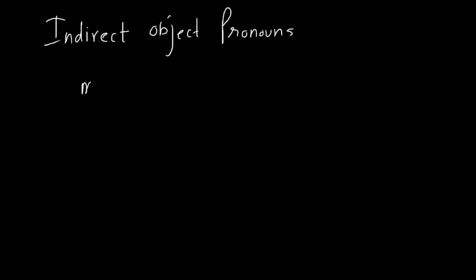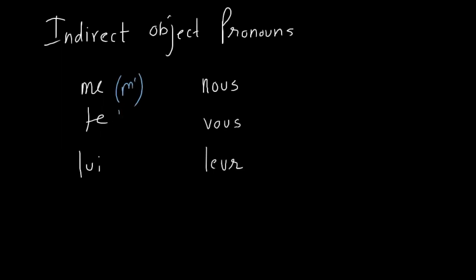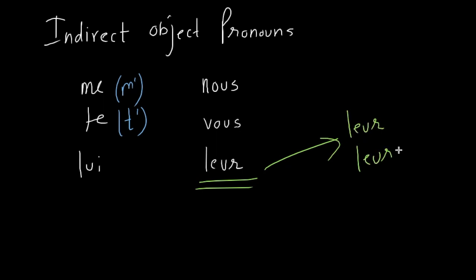So we are now revising the indirect object pronouns, which are me, te, lui. This could be m apostrophe, t apostrophe. Okay. We need to be careful because le could also be a possessive adjective, le and leur, right? So be aware of that. When do we use indirect object pronouns? Can you quickly give me an example of a sentence with an indirect object?